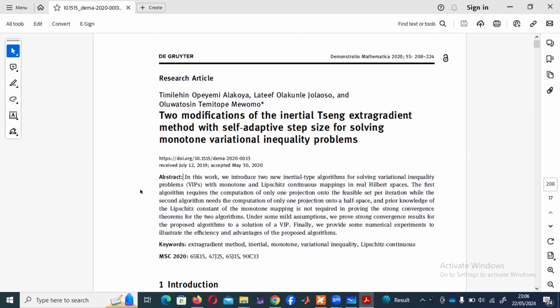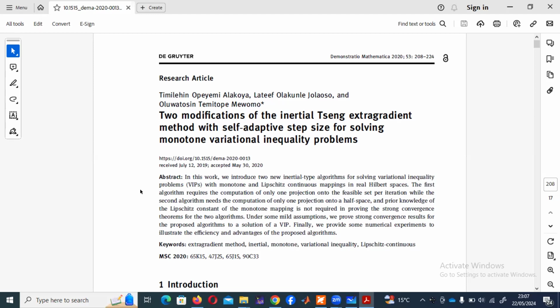Okay, so that first sentence has covered what is being done in the paper. The first sentence covers what the paper does. They elaborate more in the following sentence. So the first algorithm requires the computation of only one projection onto the feasible set per iteration, while the second algorithm needs the computation of only one projection onto our space, and prior knowledge of the Lipschitz constant of the monotone mapping is not required, improving the strong convergence theorems for the two algorithms.